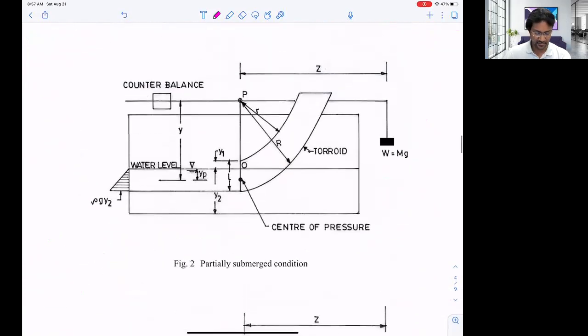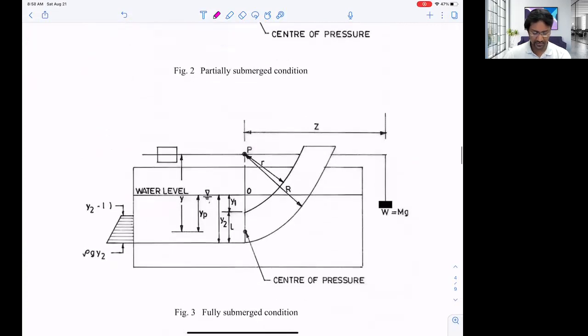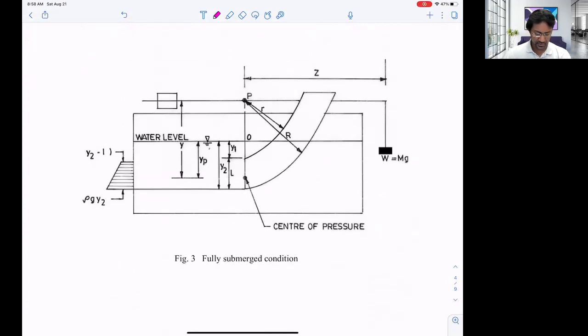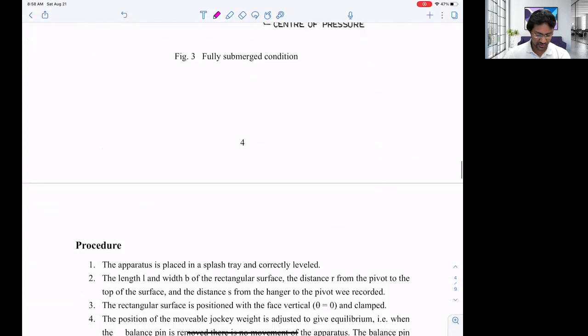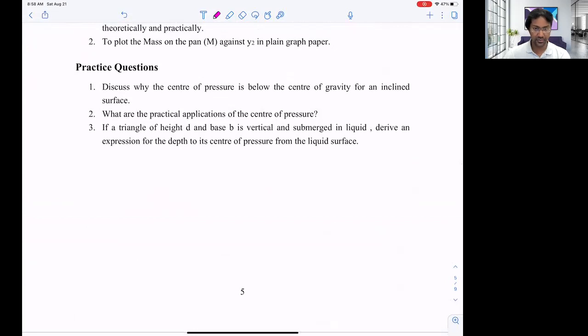See here, I'm just showing the same thing. You have to calculate this G distance from here to here, and then R, this is the P, R is this, capital R is this. We are measuring all this distance from the water surface, Y1 from the top to the water surface, Y2 is up to this one. This is the partially submerged condition, and the fully submerged condition is for this picture. We're applying the same condition. We just demonstrated that. We'll discuss this equation as well.